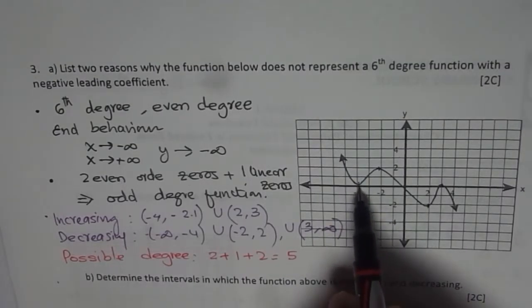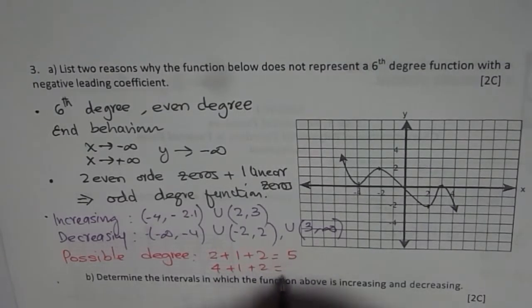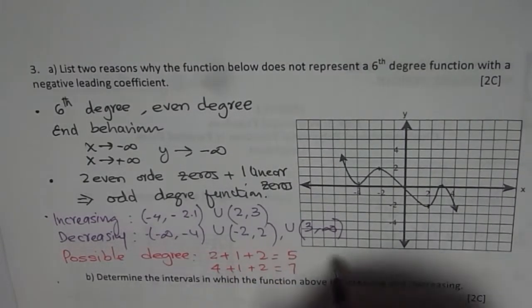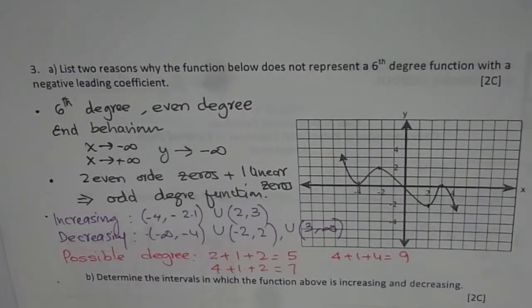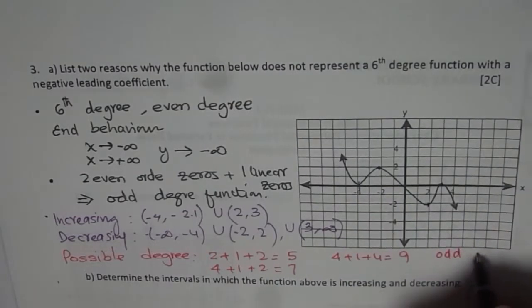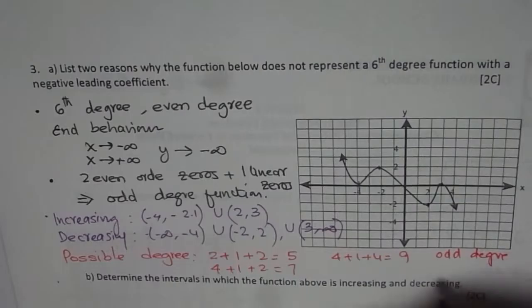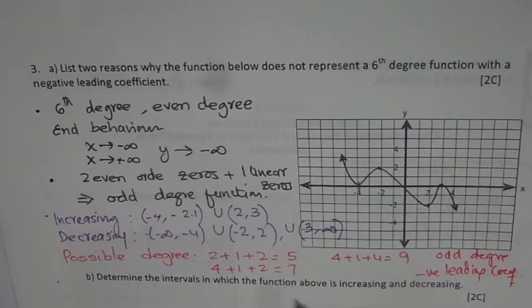It could be 4 plus 1 plus 2. That is also possible, 7. It could be 4 plus 1 plus 4. That will give us 9. But definitely it is an odd degree, right? With negative leading coefficient. Right? You can always find the equation of this graph from any of these conditions, correct? So that is how you can answer such a question.